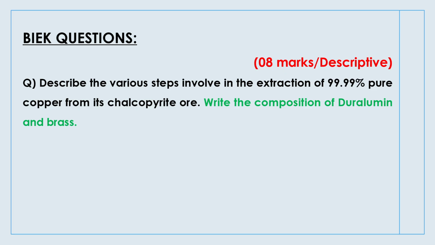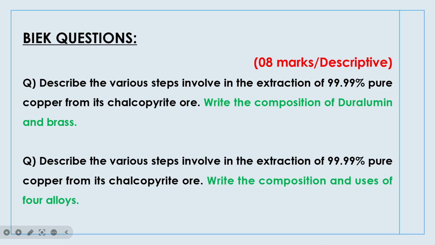Then they ask you to write the composition of duralumin and brass, which is the topic from the alloy formation. So only the composition of these two alloys must be mentioned. The same question can be rephrased as: write the composition and uses of 4 alloys. So if you get this topic, you may also get this with the alloy formation, also with the properties of copper. You have to make sure that all labelled diagrams must be drawn.